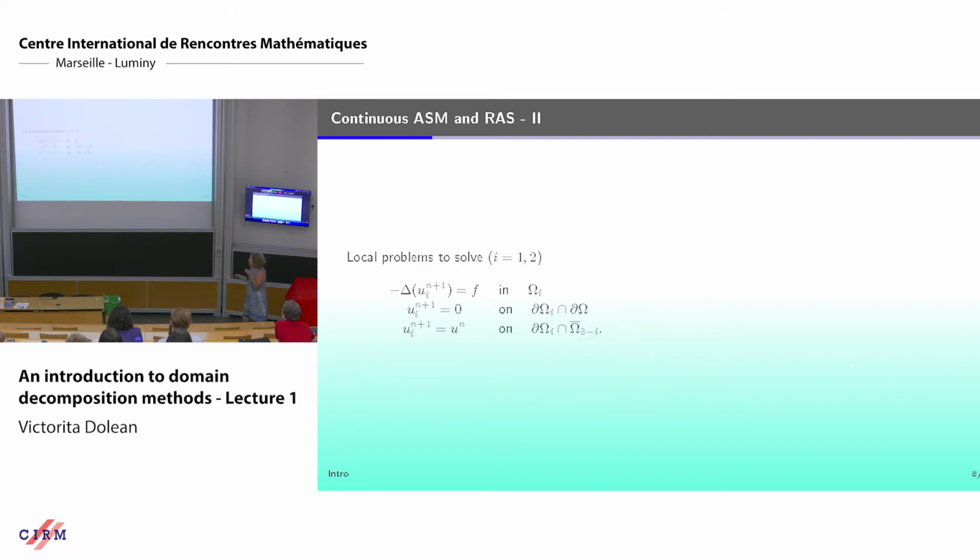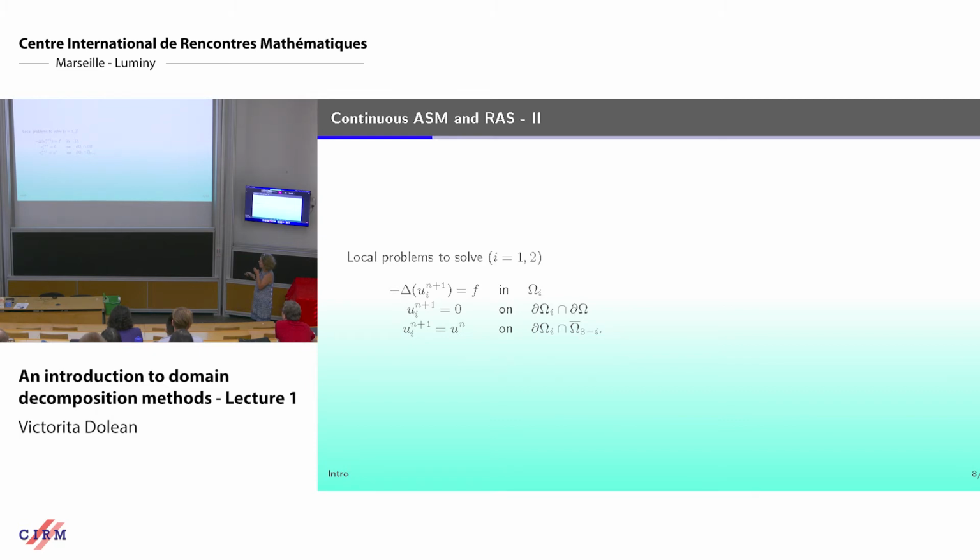Okay, so I repeat again. I will repeat a lot of things here. I have two local problems to solve, just to fix ideas, right? So u_i^(n+1). This is the global boundary condition. This is the local boundary condition. And this is the interface, right?